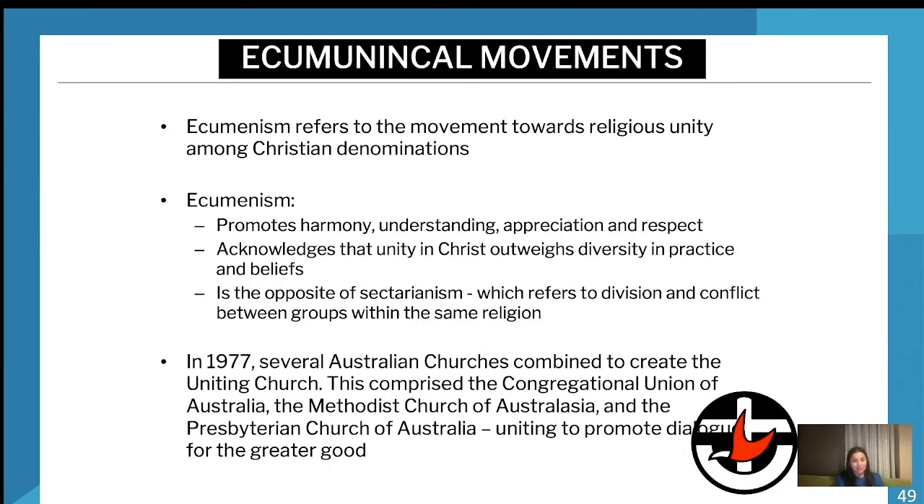Then we get to ecumenism, which refers to the movement towards religious unity amongst Christian denominations. It promotes harmony, understanding, appreciation, and respect. It acknowledges the unity in Christ, and that outweighs the diversity in practices and beliefs. And it's to oppose sectarianism, which is division and conflict between groups within the same religion. So for the ecumenical movements, it's so important to remember that it's all within Christianity and all within the one religious tradition. So in 1977, several Australian churches combined to create the Uniting Church.